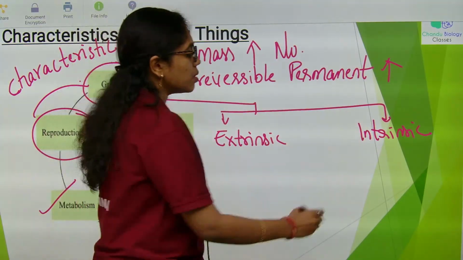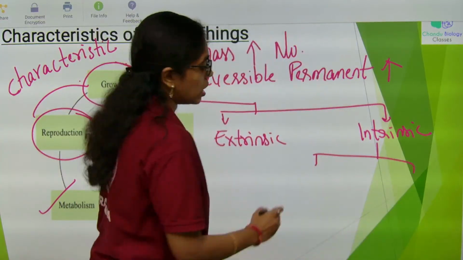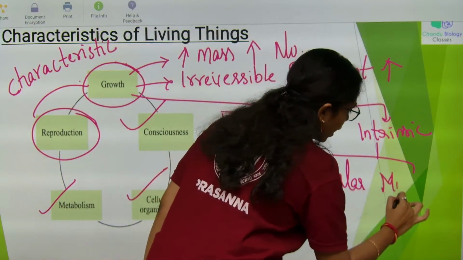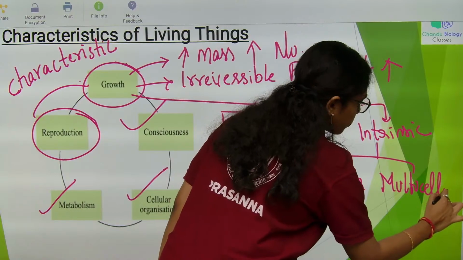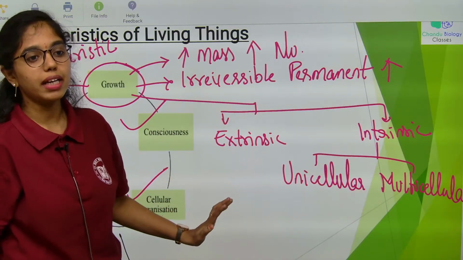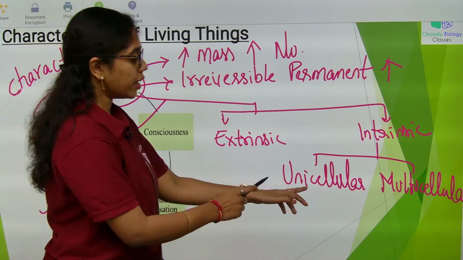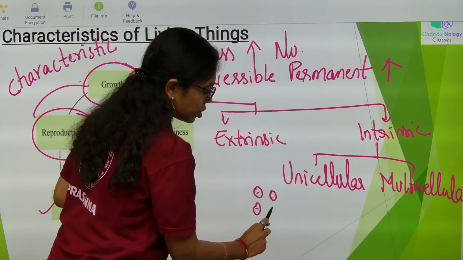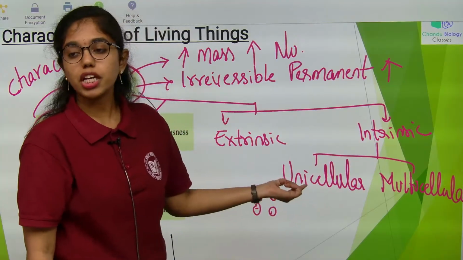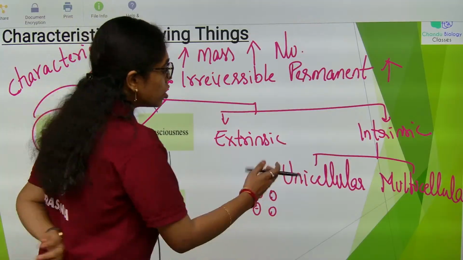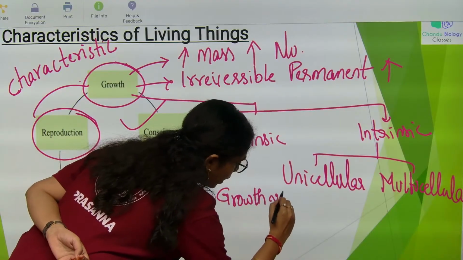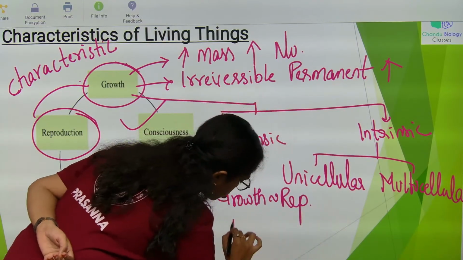We know living organisms are of 2 types based on the number of cells. We have unicellular organisms and multicellular organisms. Unicellular organisms, growth and reproduction are simultaneously happening. So we can say, like in unicellular organism, growth is nothing but cell division. The more cell division happens, the more it grows. Cell division is nothing but its reproduction, vegetative mode of reproduction, like binary fission, okay. So here growth and reproduction are mutually inclusive.